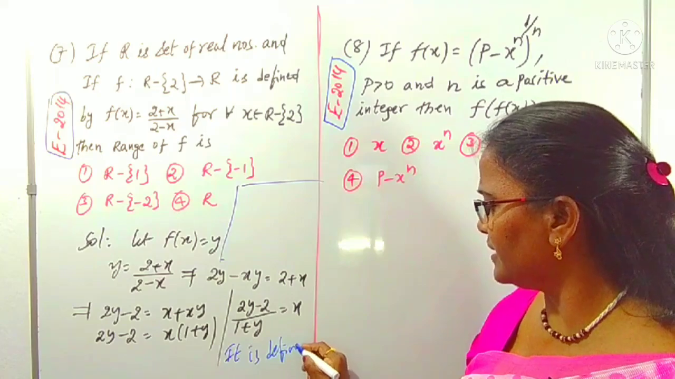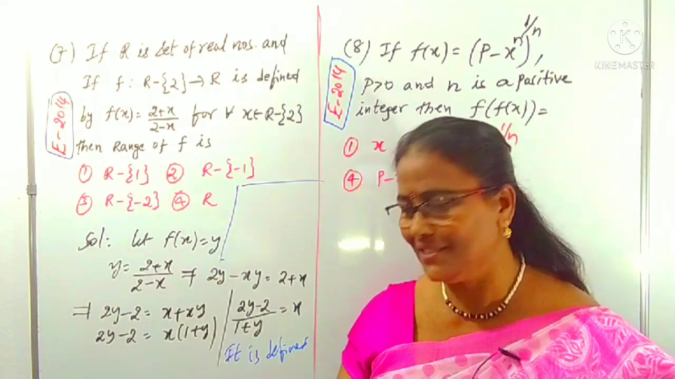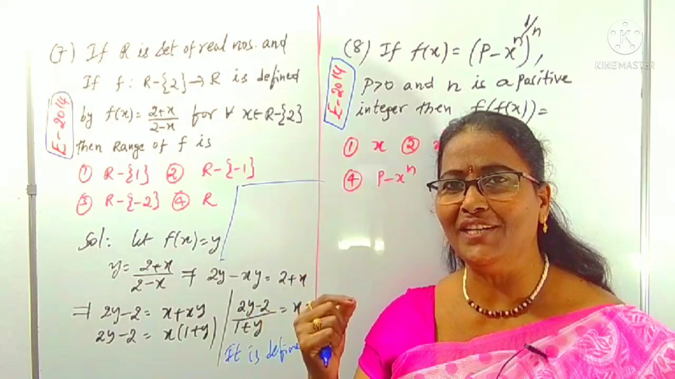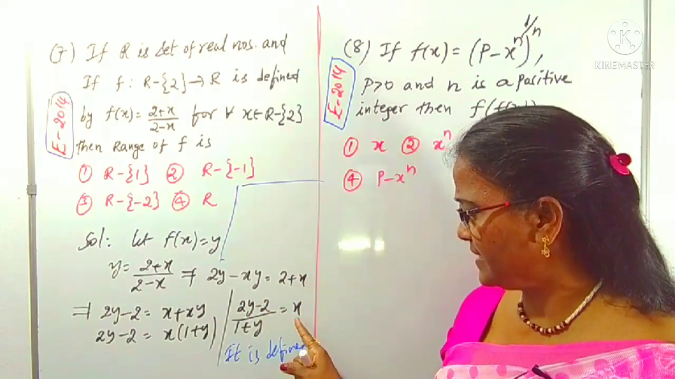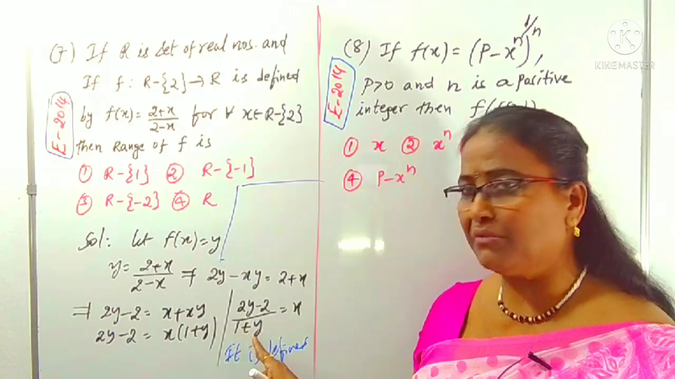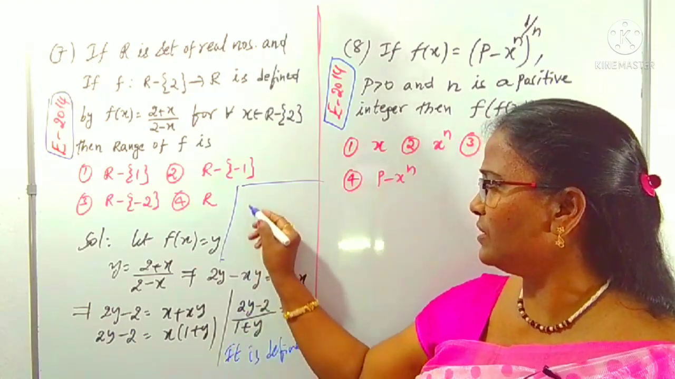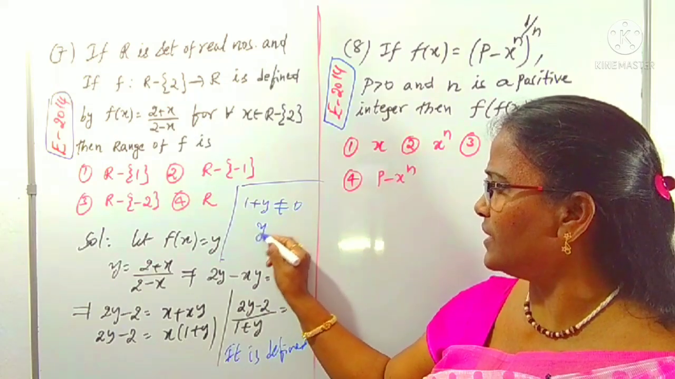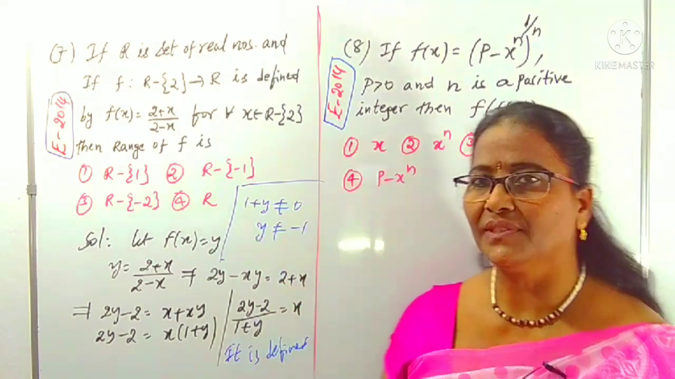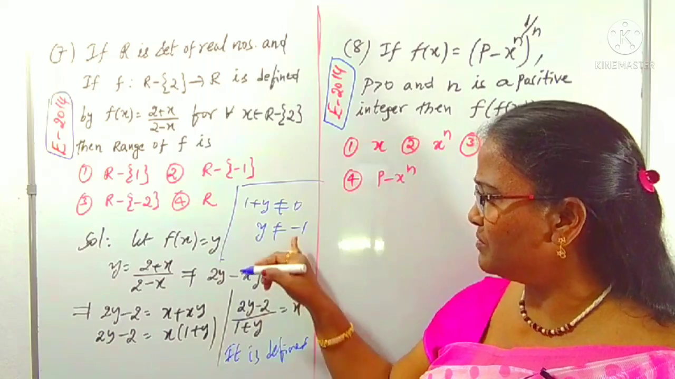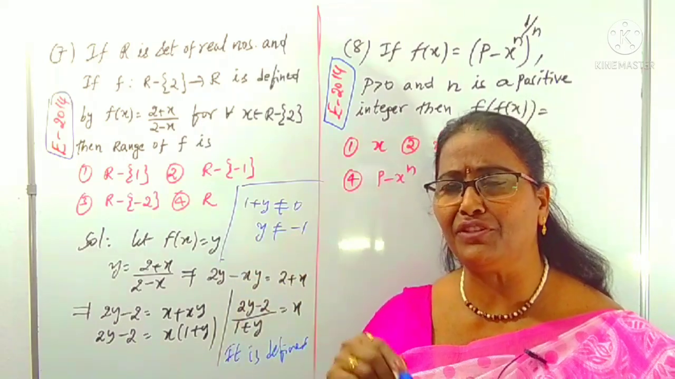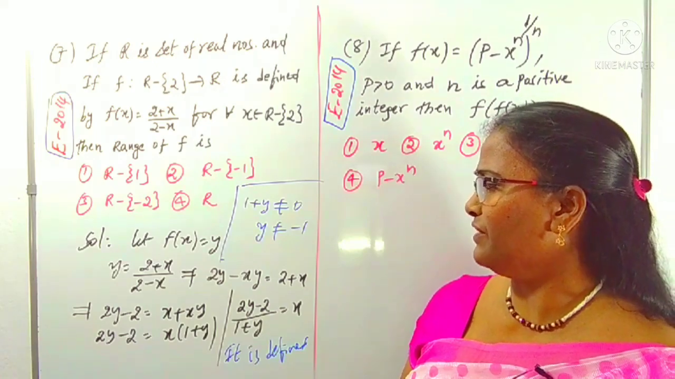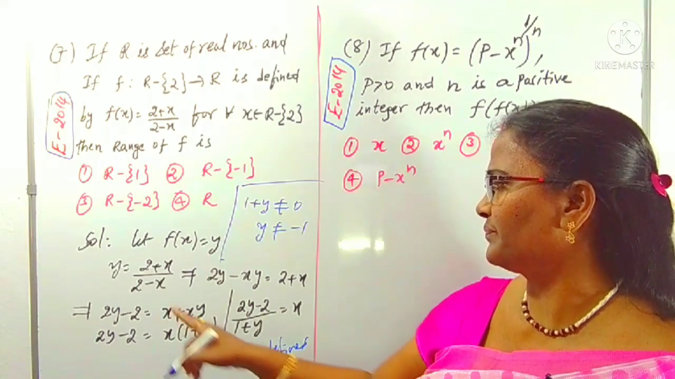After collecting x in terms of y, we need to find for what values of y, x is defined. That is the only required range. Now we understand that x is defined when the denominator is not equal to 0. That means 1 plus y is not equal to 0. In the sense, y is not equal to minus 1. Y is not equal to minus 1 means it is defined for all real values except minus 1.